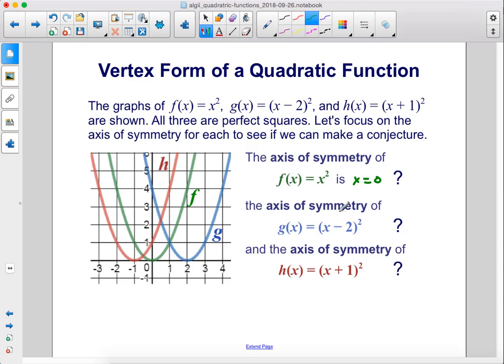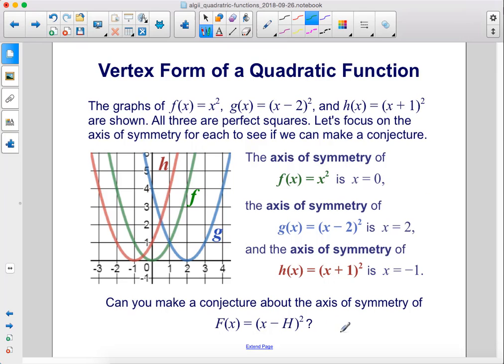The axis of symmetry of g of x equals (x minus 2) squared is x equals 2. And the axis of symmetry of h of x equals (x plus 1) squared is this line right here, negative 1. Can you make a conjecture about the axis of symmetry of f of x equals (x minus h) squared?